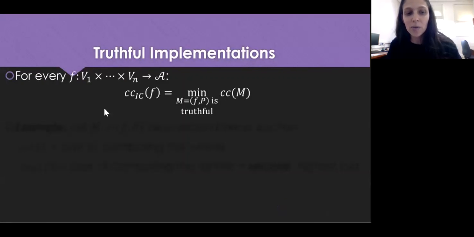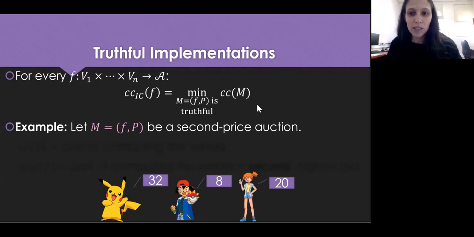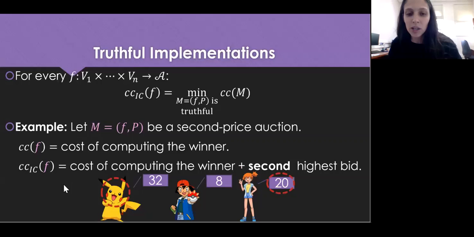So for every function, we use the following notation to denote the communication complexity of computing the alternative and the payments for it. And let's take a look at a small example of a second price auction where the players are Pikachu, Ash, and Misty. So the communication complexity of the function is the communication complexity of saying that Pikachu is the winner because he has the highest value. And the communication complexity of the function and its payment is computing the name of Pikachu and saying that he also pays 20, which is the second highest bid.